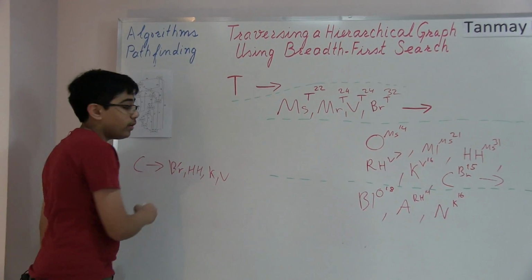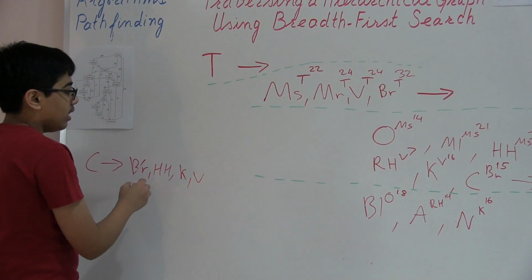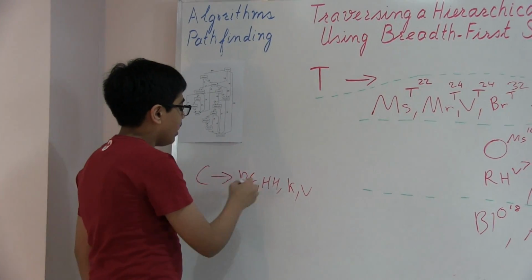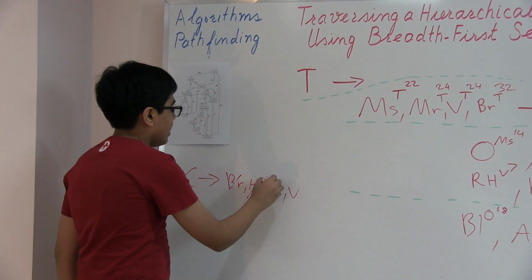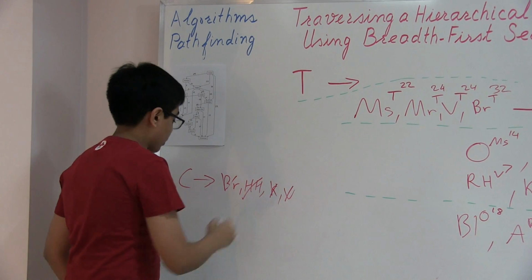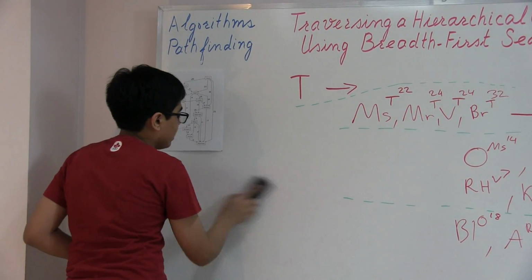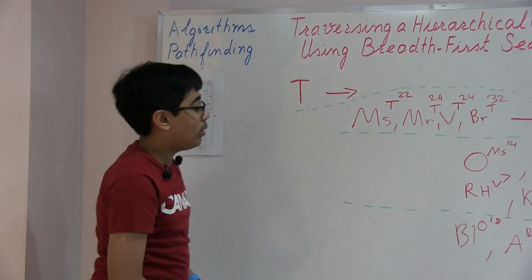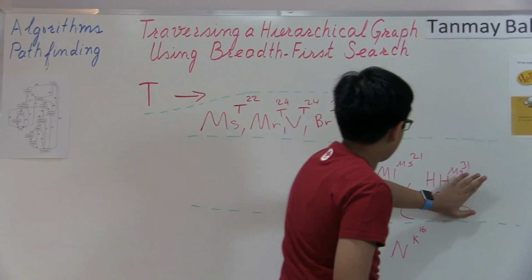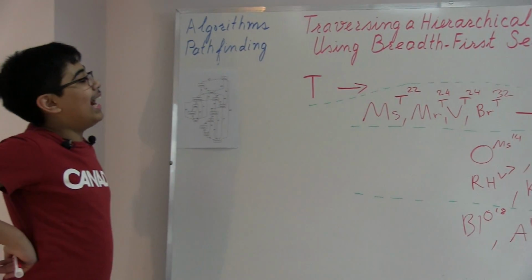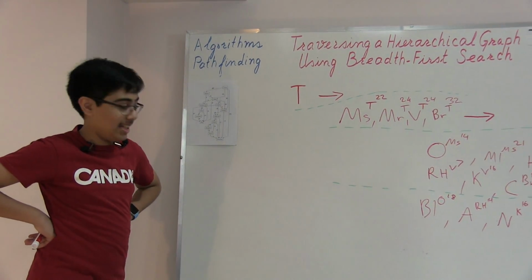Now, Brampton, already in our older set. Halton Hills, already in our older set. King, already in our older set, and Vaughan, already in our older set. So Caledon can take us nowhere, and we are done finding neighbor nodes for all of these nodes here. And so, we are done our 3rd step.